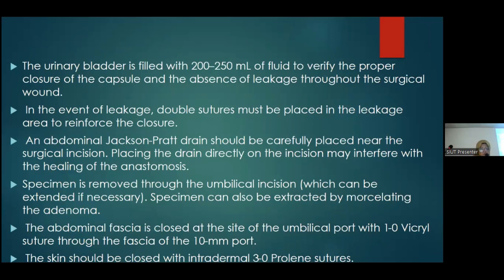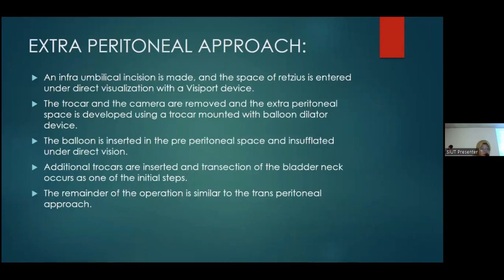The specimen is removed through the umbilical incision, which can be extended if necessary. The specimen can also be extracted by morcellating the adenoma. The abdominal fascia is closed at the site of the umbilical port with 1-0 Vicryl suture through the fascia at the 10 mm port. The skin should be closed with intradermal 3-0 Prolene sutures.